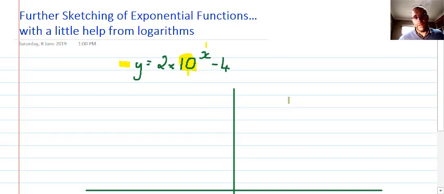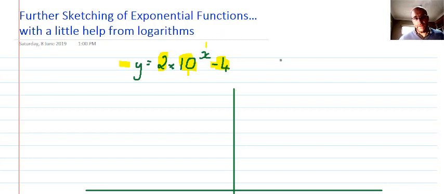It'll climb as we go from left to right, and we have a dilation factor of 2 there, which would make it stretch vertically, and a translation vertically down by 4. So we need to factor those in. So those parameters A and D are there. No other parameters are significant in this.